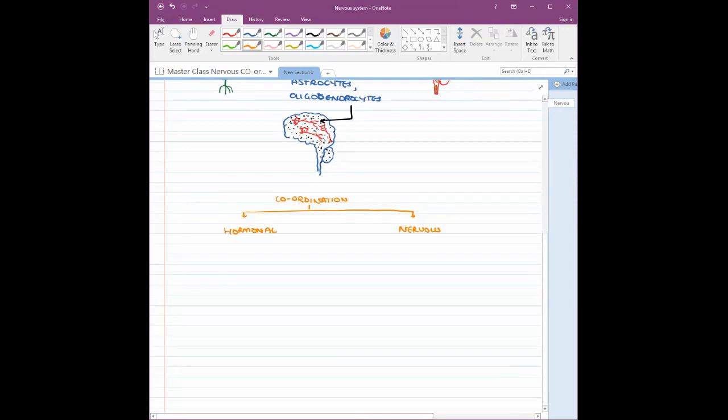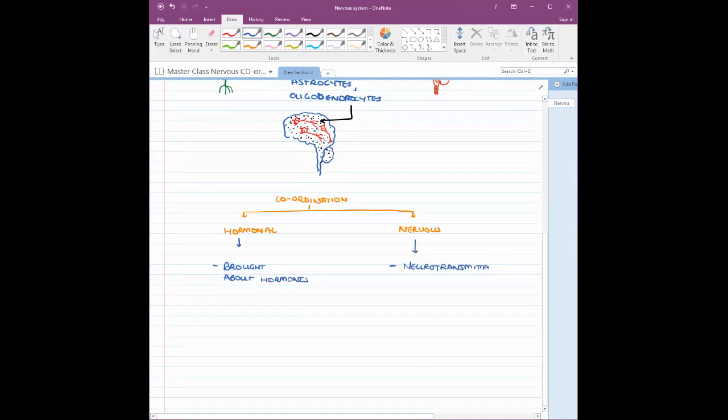Okay, hormonal coordination and nervous coordination. First thing, guys, when we talk about hormonal coordination, who is going to be bringing about this coordination? This is going to be brought about by your hormones. But if we look at nervous coordination, how is it going to be brought about? Guys, this is going to be brought about by the release of your neurotransmitters.